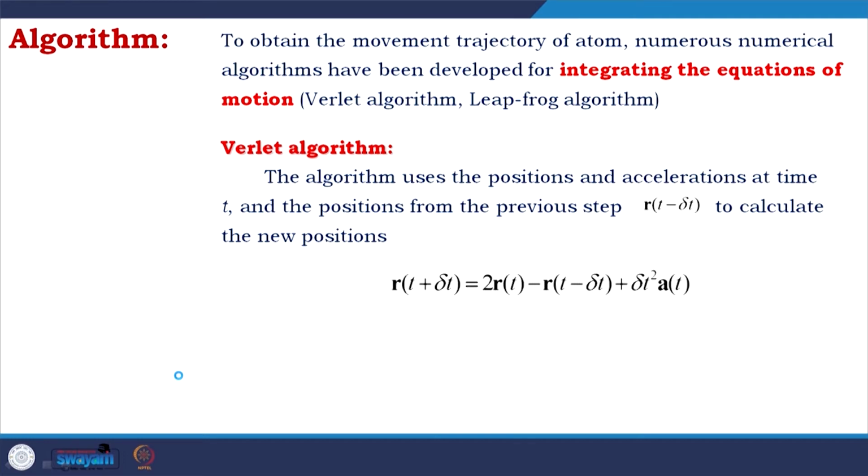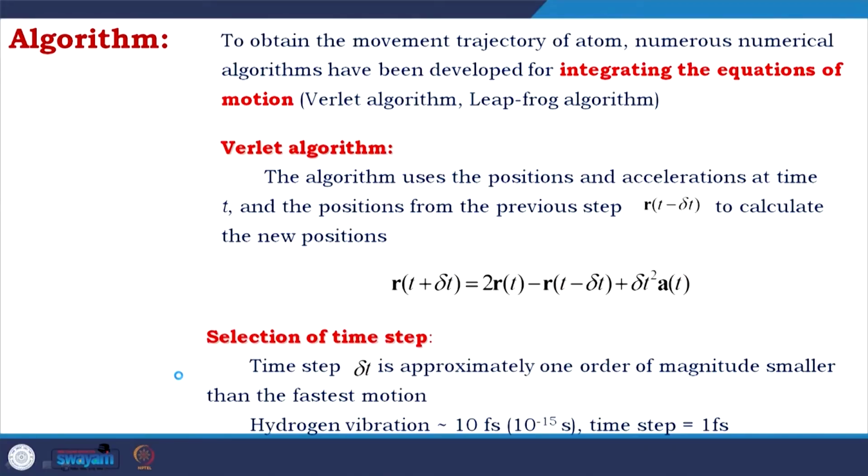So, r(t + Δt) = 2r(t) - r(t - Δt) + Δt² a(t). So, you have a current position. To get the next position, you have to calculate the change from the previous position. Now, this would also help you to select the time step.